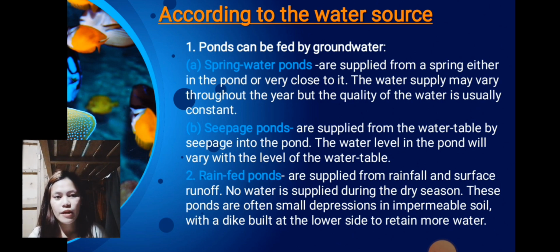Ponds more commonly experience a net loss of water through seepage. So number 2, rain-fed ponds are supplied from rainfall and surface runoff. No water is supplied during the dry season. These ponds are often small depressions in impermeable soil with a dike built at the lower side to retain more water. So, rain-fed ponds are supplied from rainfall and surface runoff.